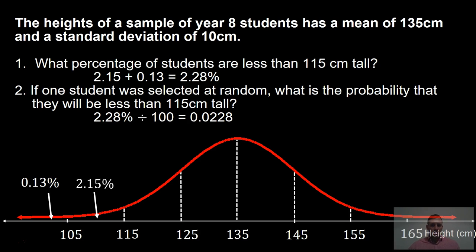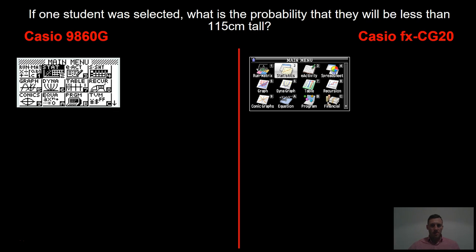In a survey of year 8 students, we wanted to know the percentage that were below 115 centimeters tall, which is about 2.28%. Then we found the probability of randomly selecting a student below 115 centimeters tall, which was 0.0228. Now we use the graphics calculator to find this probability. Both the Casios operate in the same way.